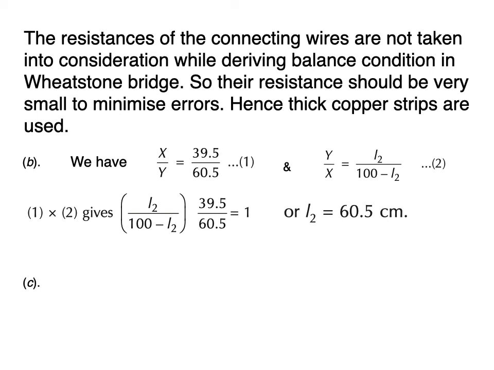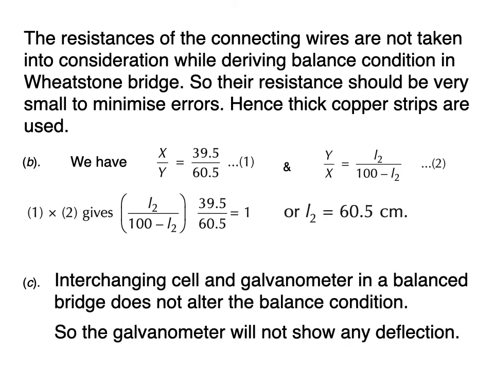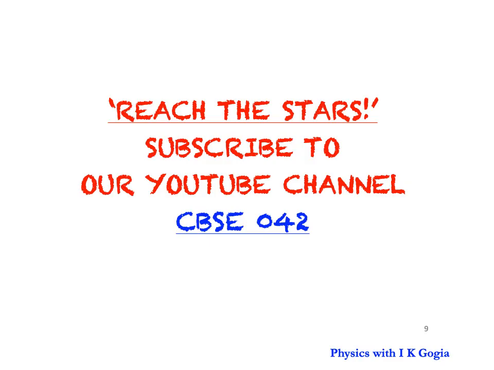For C part, interchanging cell and galvanometer in a balanced bridge does not alter the balance condition. This you can check if you redraw the Wheatstone bridge diagram and write the balance condition P over Q equal to R over S. Interchanging gives you the same result. So galvanometer will again not show any deflection.